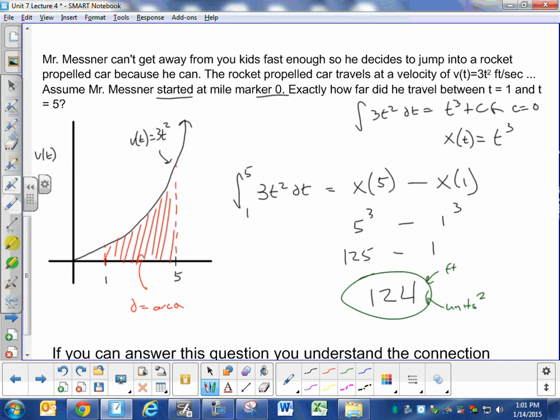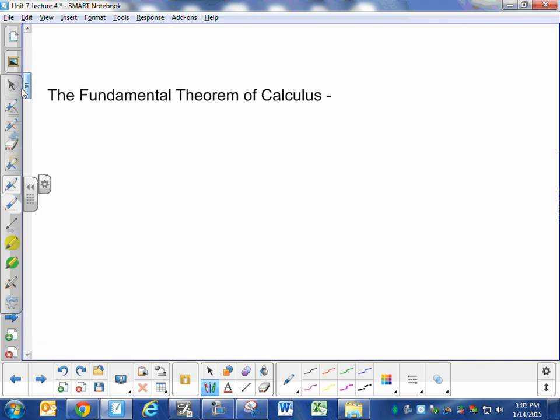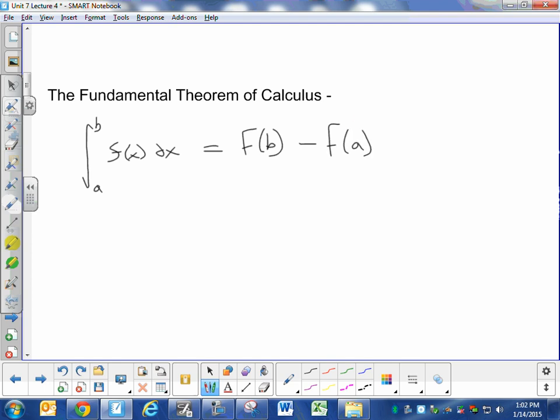And that is, my friends, the fundamental theorem of calculus. They think it's so important, they called it the fundamental theorem of calculus. That the area under a curve from a to b can be calculated by finding the antiderivative of the function and finding the change of that antiderivative between a and b.